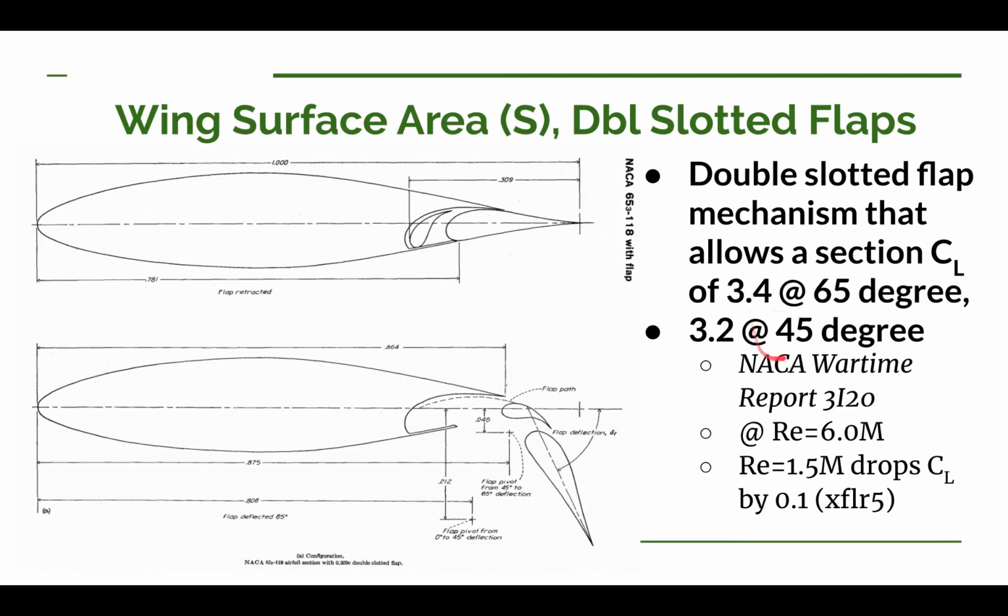But even if you only go up to 45 degrees, and that's just using the single hinge pivot point, you can still get up to 3.2. That's pretty darn good. Now keep in mind that this is at a Reynolds number of 6 million. Now we're down around 1.7 million. And that should drop the coefficient of lift around 0.1, so we should be able to get at least 3.1 at our Reynolds number for the UWS-1.